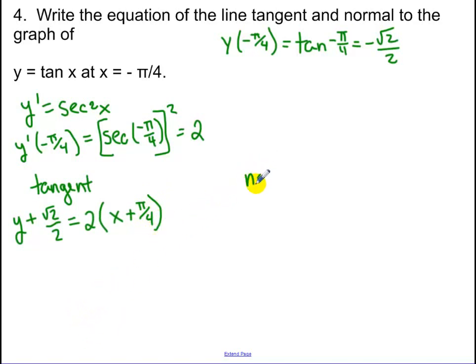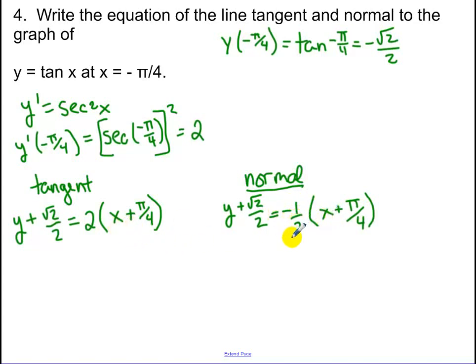Now the normal line. Remember, normal uses the same point. That's why it's so easy. But what you want to think about, you do the opposite reciprocal of the slope because it's perpendicular to our tangent line. So our slope is negative 1/2.